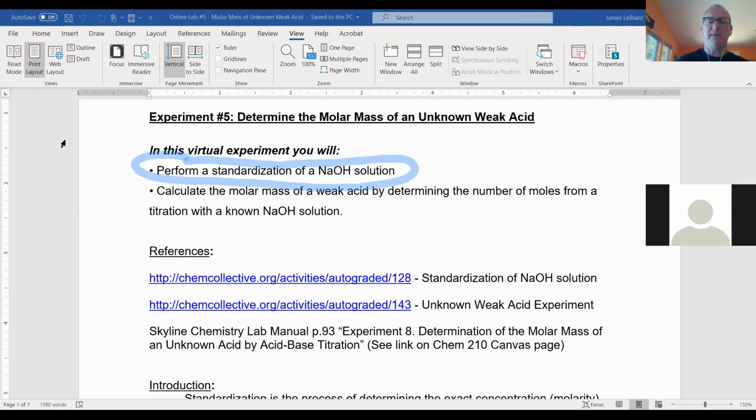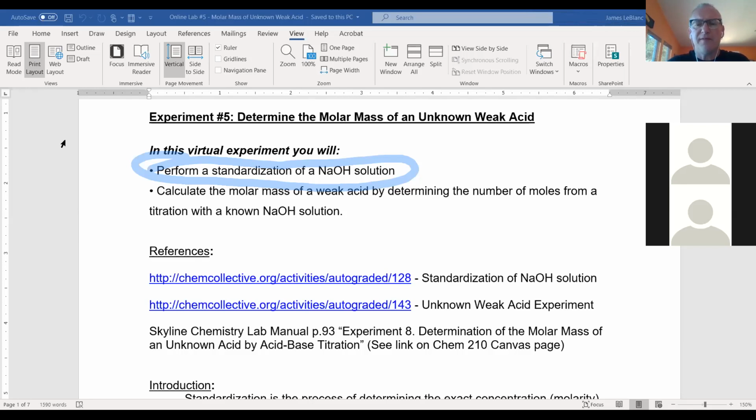What does standardization mean? If I standardize the solution, what does that mean? Like figuring out the molarity? Yeah, basically calculating the precise molarity.